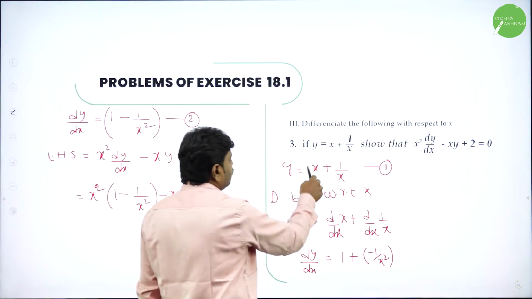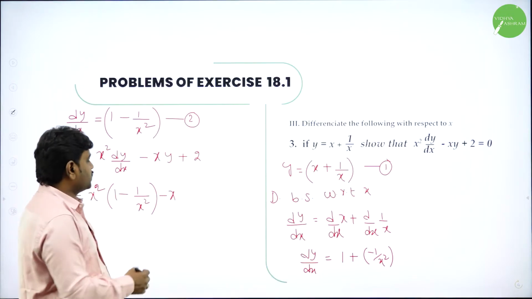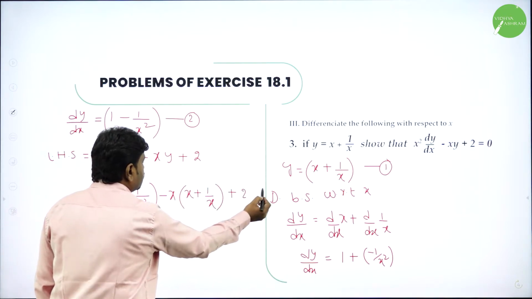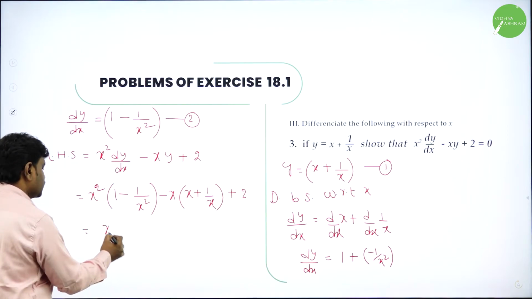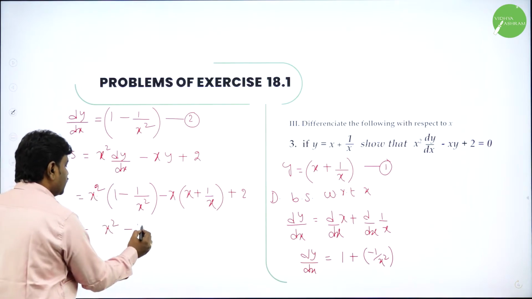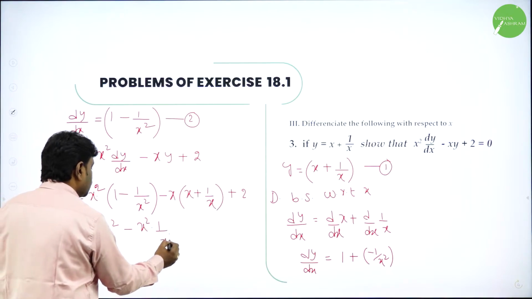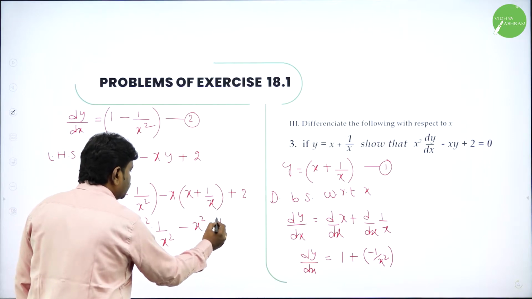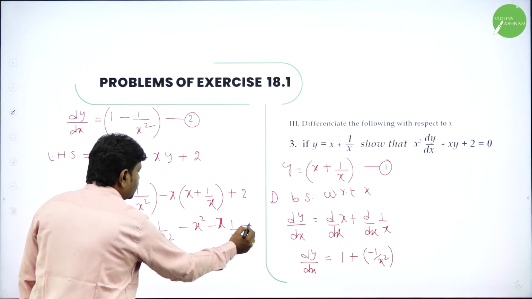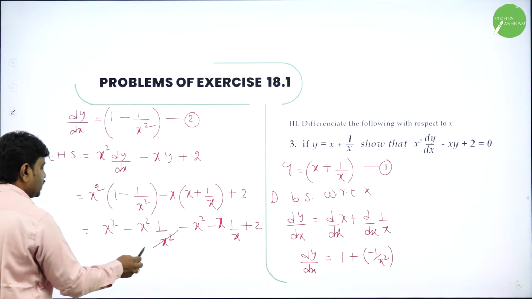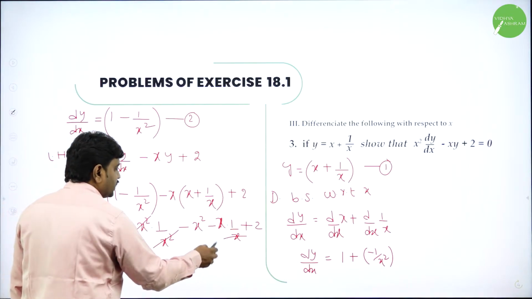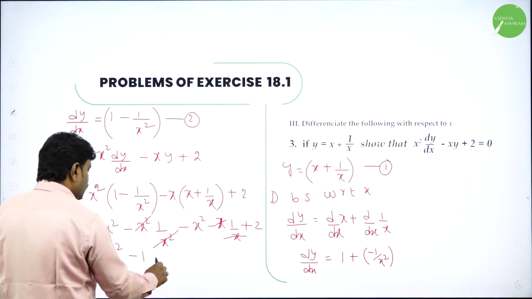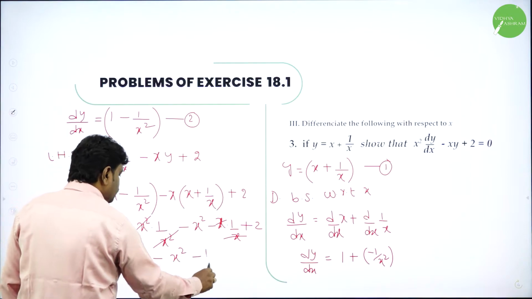What is the value of y? I will use the brackets for this. Y is what? X into x plus 1 by x, and outside we have plus 2. Simplify this. X square into 1 is x square minus x square into 1 by x square. Open the bracket. So minus x square minus x into 1 by x plus 2. Further x square I can cancel, x and x I can cancel, and we are left out with x square minus 1 minus x square minus 1 plus 2.